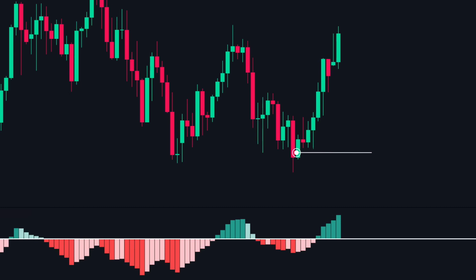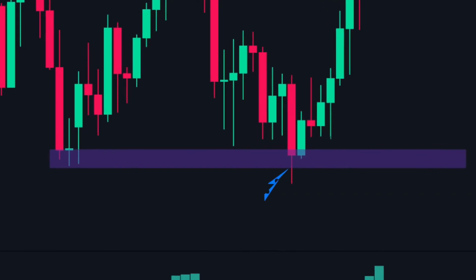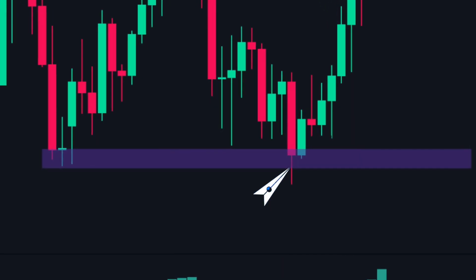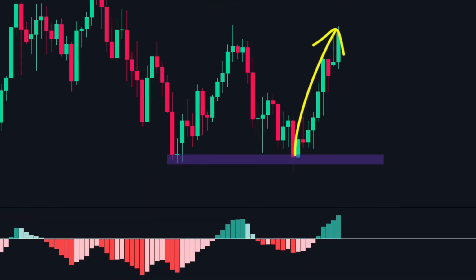Here is an example of a buy setup. We have the USD/JPY on a 4-hour chart. This upside reversal helped us identify this support level. When the price returns to this level, we expect the price to find support and move upwards.